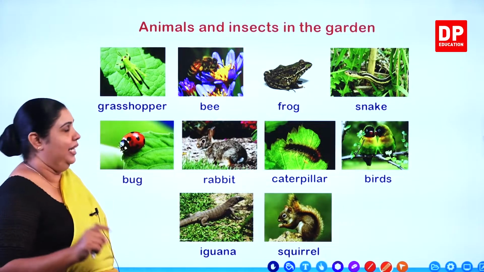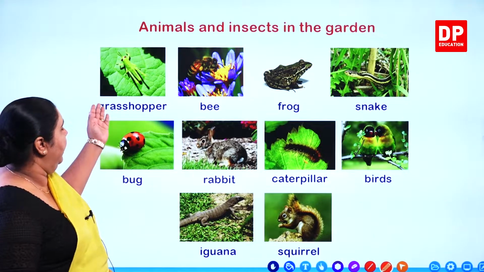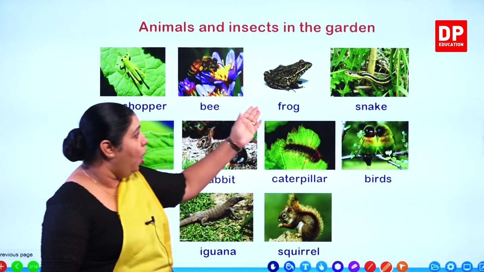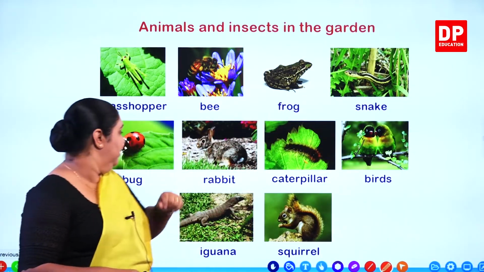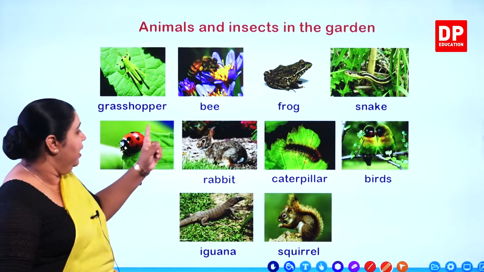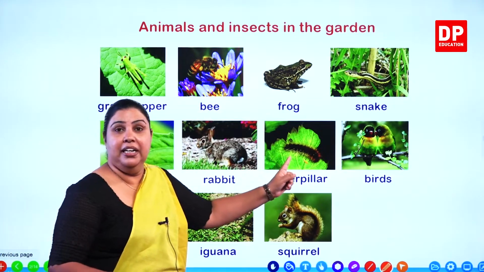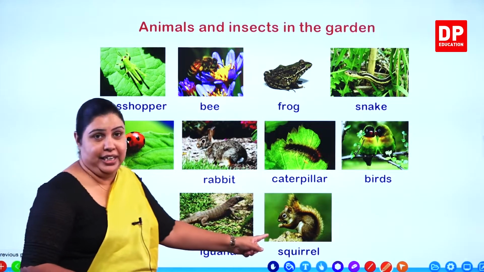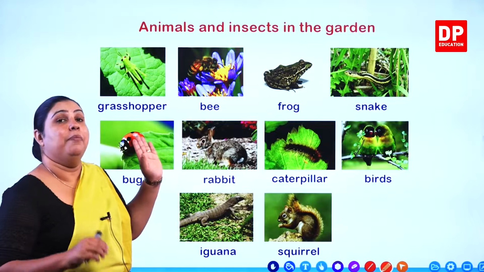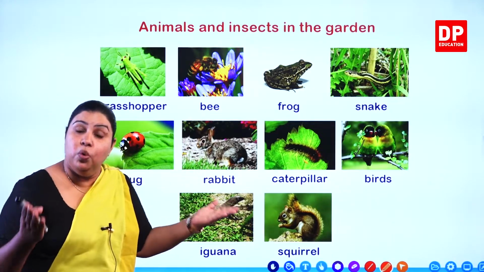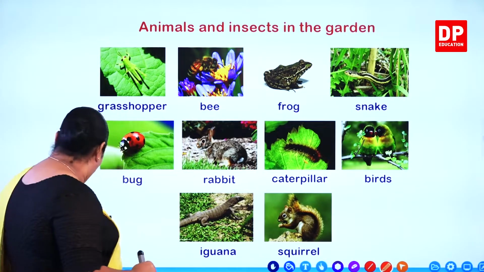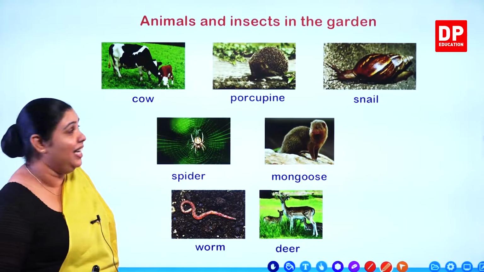S-Q-U-I-R-R-E-L is the squirrel. So now we have a grasshopper, the bee, the frog, snake, bug, rabbit, caterpillar, birds, iguana, squirrel. These are the animals that come to our garden. There are some more animals who come to our garden. Let's go and see who they are.